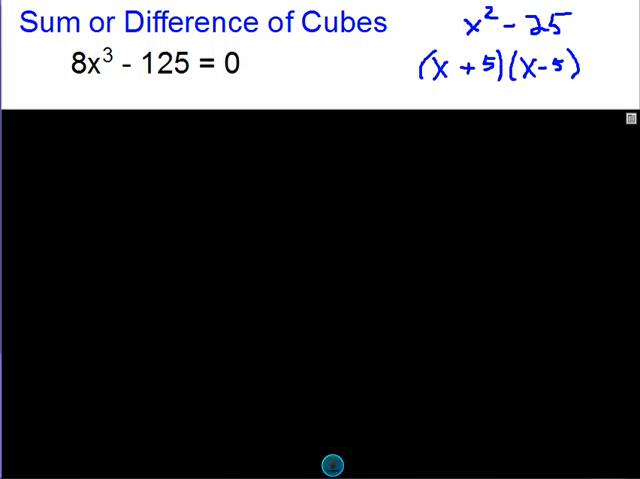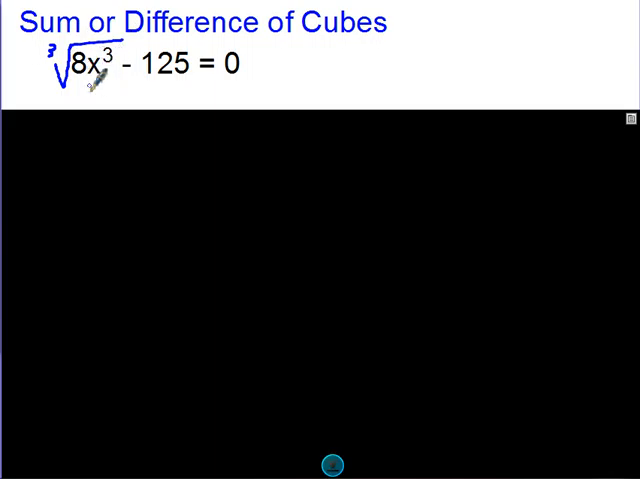All right. So let's talk about the difference of cubes, where we have a perfect cube, and we're subtracting another perfect cube. For example, if you take the cube root of 8x to the third, well, that's 2x. If you take the cube root of 125, 5 times 5 times 5 is 125. So the cube root of 125 is 5. The difference means they're subtracting them, so we have the difference of cubes.